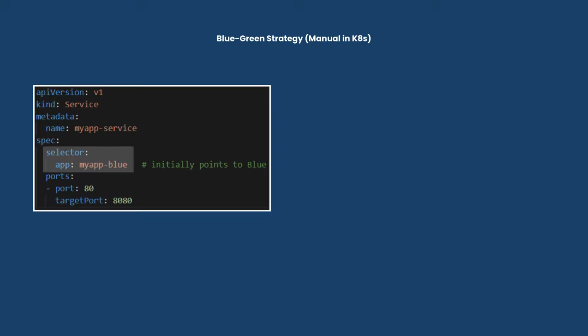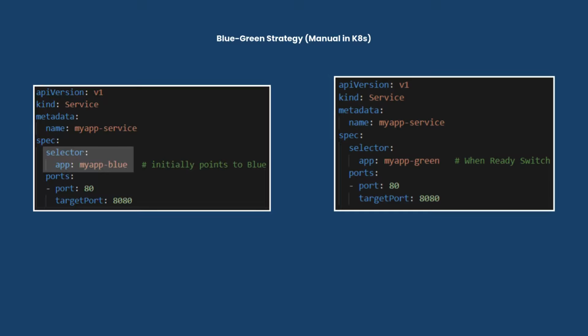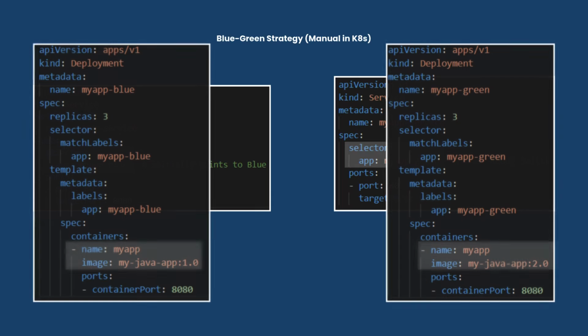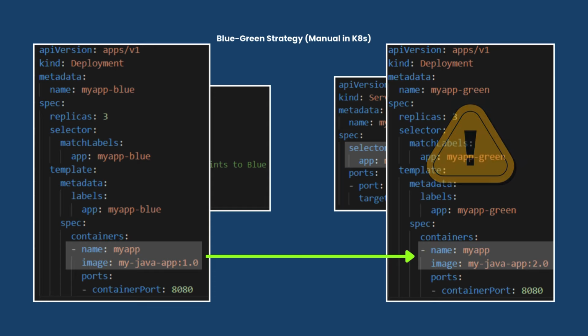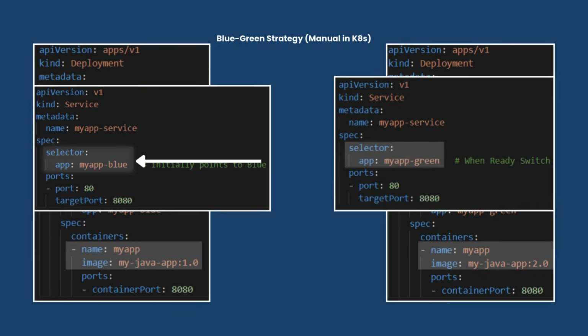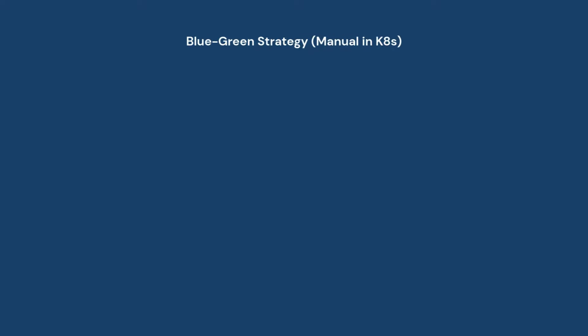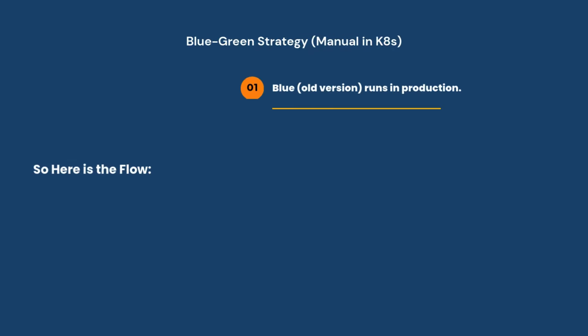When you are ready to switch traffic to green, you simply change the service selector. And now traffic flows to the green deployment, version 2.0. If something breaks, you just point the service back to blue immediately.